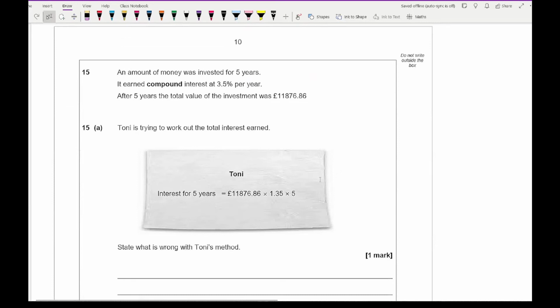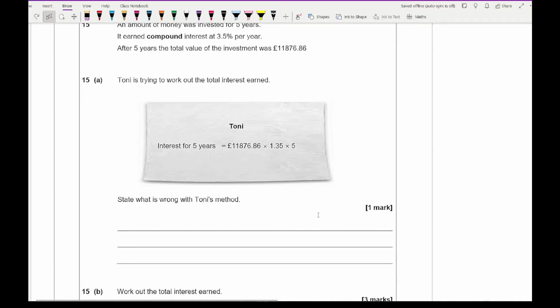Moving on to question 15, it says that an amount of money is invested for 5 years. It earned compound interest at 3.5% per year. After the 5 years, the total value of the investment was £11,876.86. Tony is wanting to work out the total interest earned, and we've got this calculation that says state what is wrong with Tony's method. Well, there's quite a lot wrong with this method, to be honest.